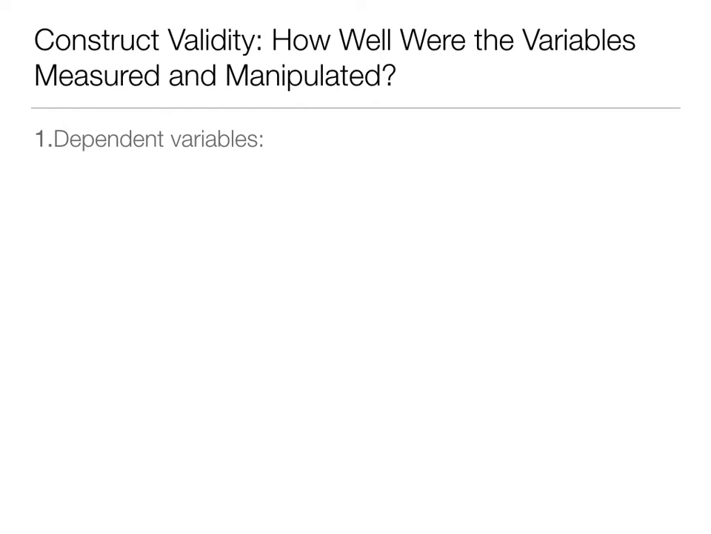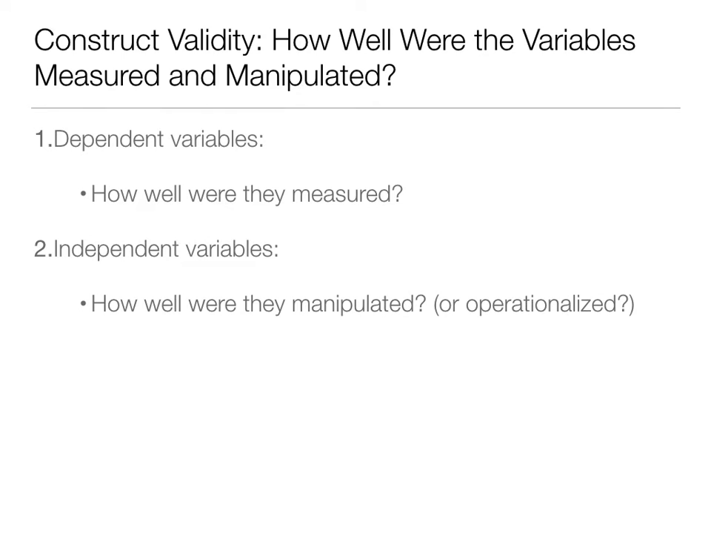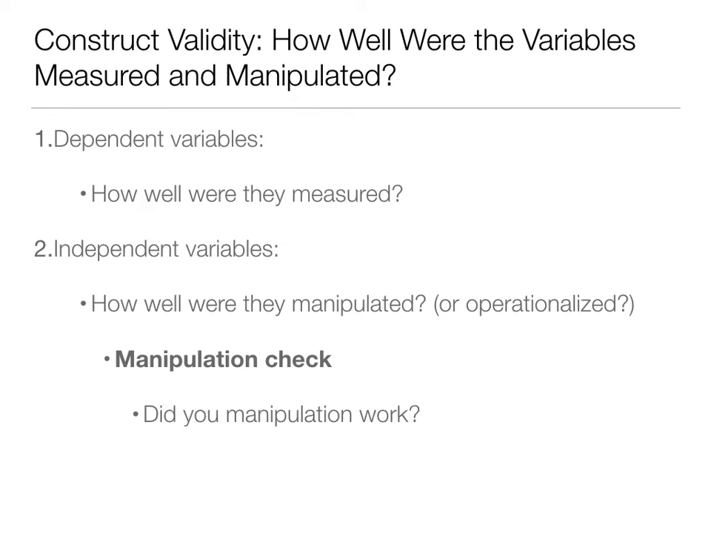So in construct validity, how well did we measure and manipulate? For dependent variables, did we measure them well? For independent variables, did we manipulate them well, or did we operationalize them well? We do that with a manipulation check, okay? And a manipulation check is, did your manipulation work? And it can be done in a number of different ways.